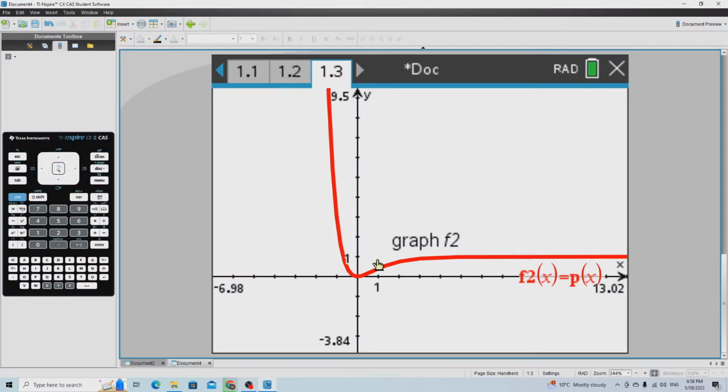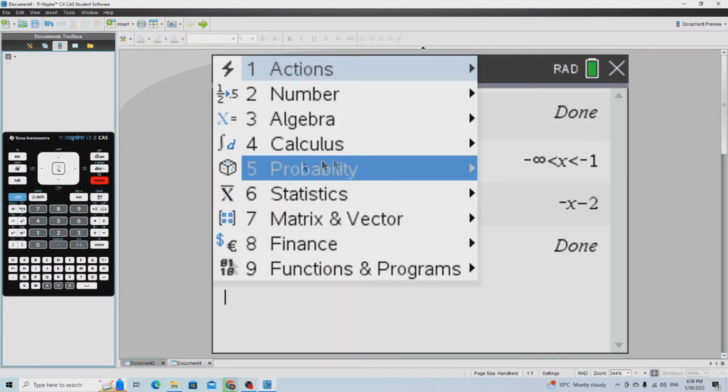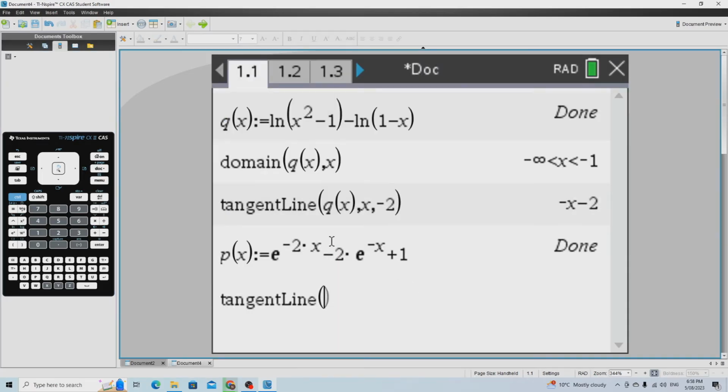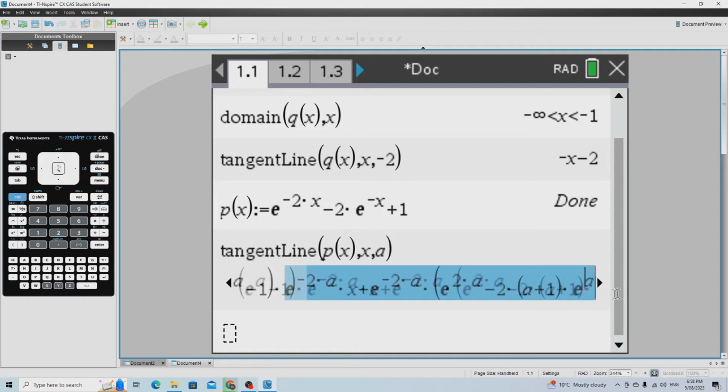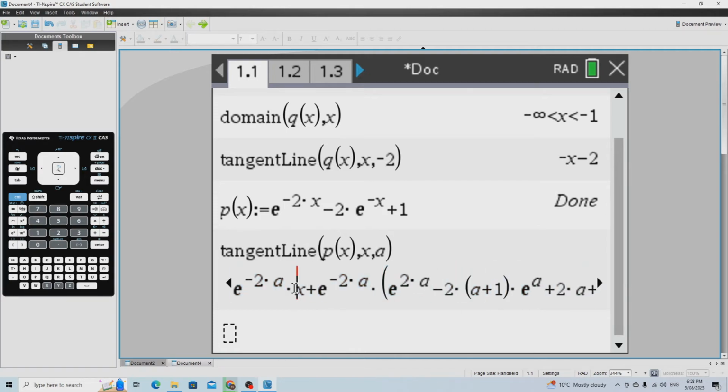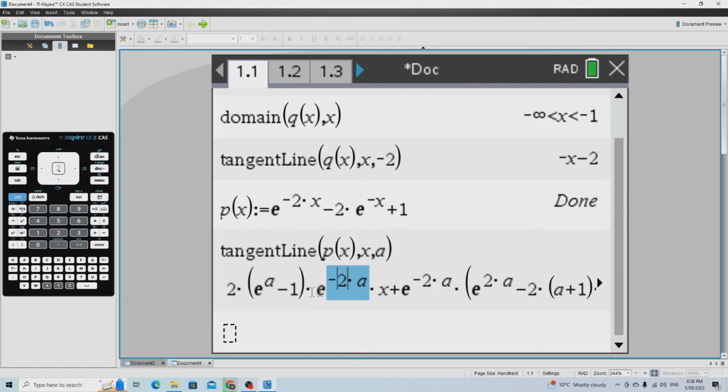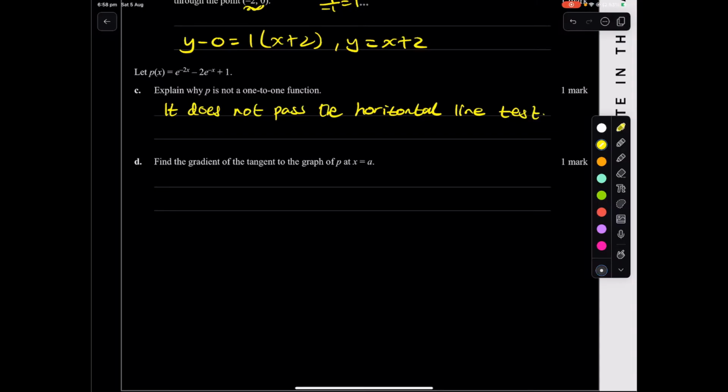Find the gradient of the tangent to the graph of P at x equals a. Okay, so again, go on here. Menu, calculus, tangent line, P of x, comma x, comma a. Find the gradient of the tangent, so we only need this value over here. I'm not going to write the whole thing, since it's not find the function, but the gradient. So it's just 2e to the a minus 1 times e to the negative 2a as your m value.